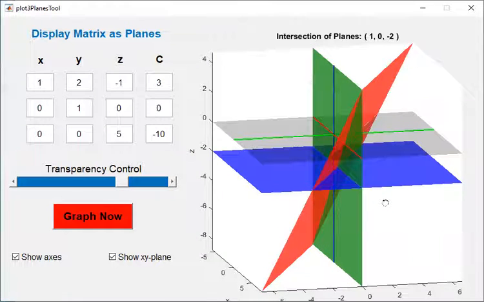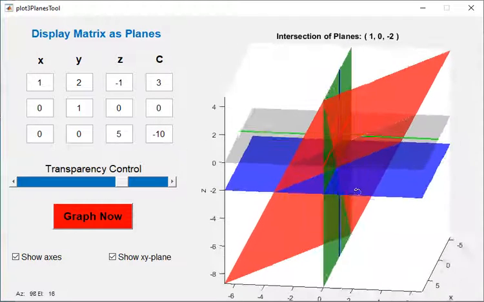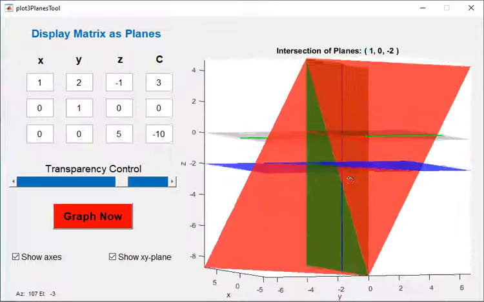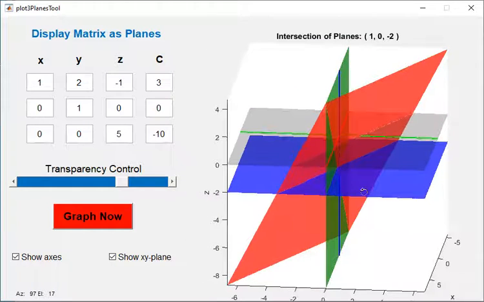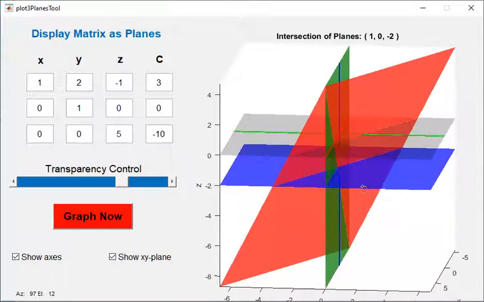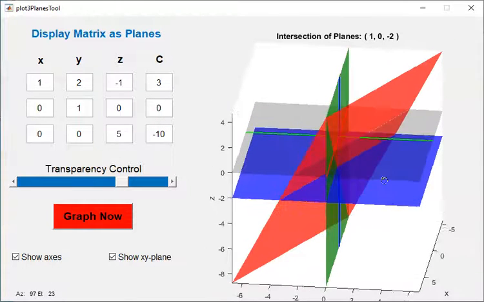Remember, X is red, Y is green. So the blue plane is parallel to the XY plane. All right. In fact, the XY plane is shown in this light gray, and you can see how it is parallel to that. Right. Then we go down to the next step.